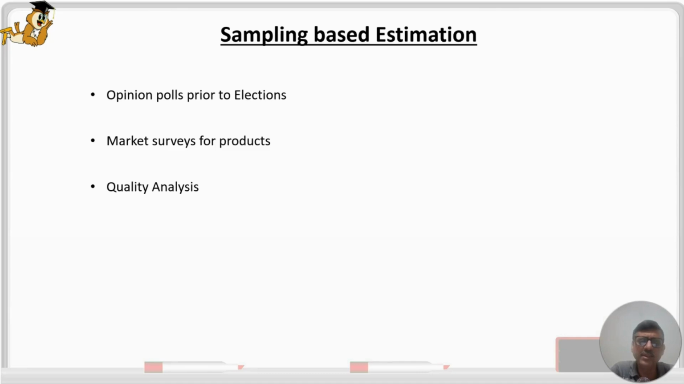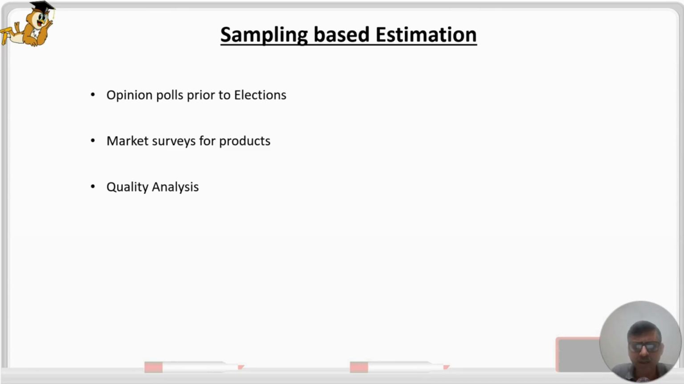A third example could be quality analysis. Let's say you are a manufacturer of shirts and you manufacture maybe many thousands of shirts a day. It is impossible for you to analyze the quality of each individual shirt, and therefore what you do is you pick a small sample from your daily batch, evaluate the quality of that small sample, and based on the quality of that small sample you make a judgment about the quality of the entire batch of the day. Okay, so this is also an example of sampling based estimation.